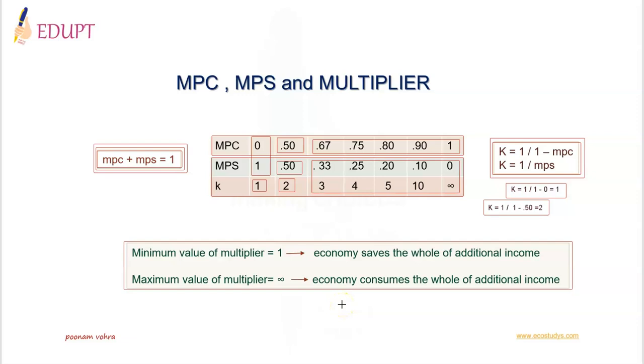One has to note that the minimum value of multiplier is equal to 1, which implies that the economy saves the whole of additional income. And the maximum value of multiplier is infinity, implying economy consumes the whole of additional income.